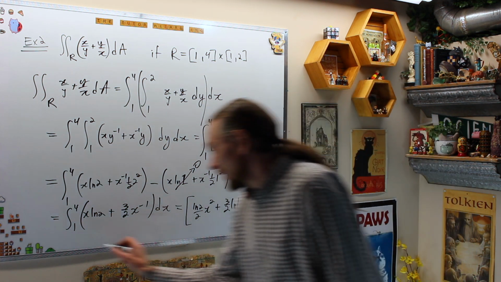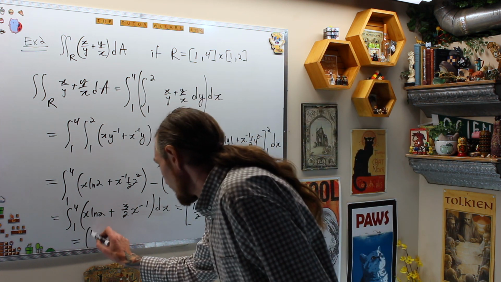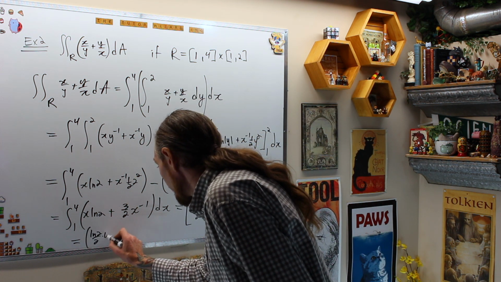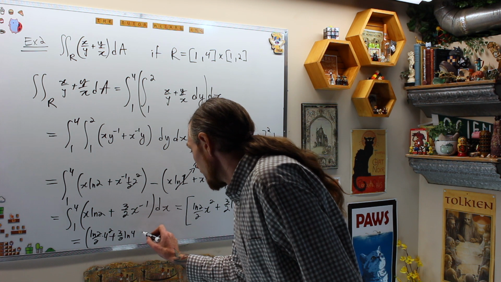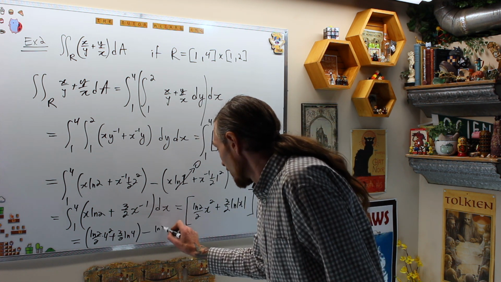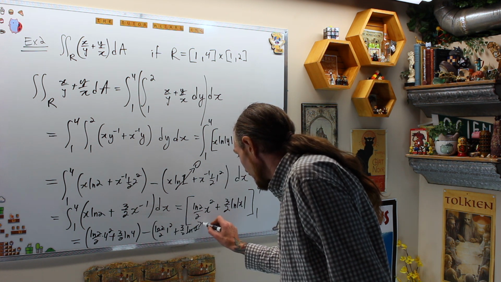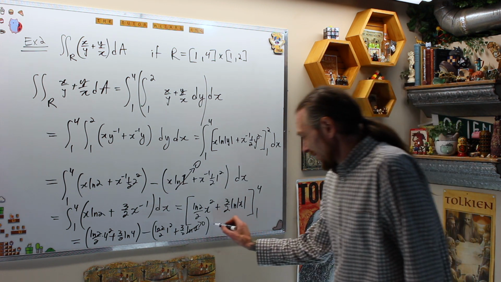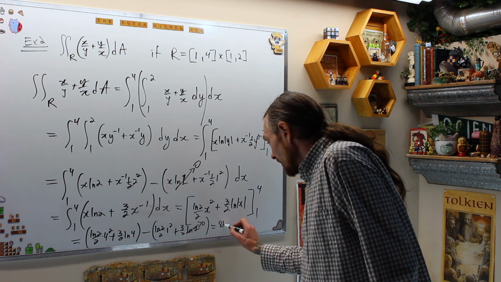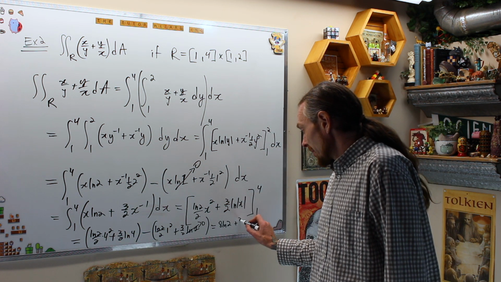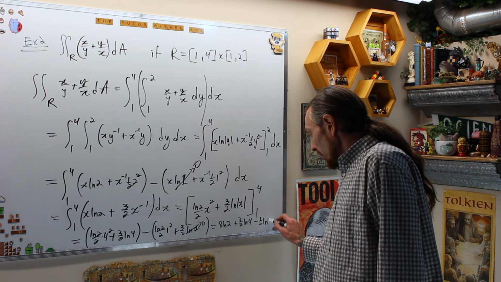Which is equal to, let's see if I have enough room. This is equal to, don't be lazy, log 2 over 2 times 4 squared plus 3 over 2 log 4 minus log 2 over 2 times 1 squared plus 3 over 2 log 1. That one's 0. Gone. What does that give me? Some hot mess, which gives me 16 over 2, which is 8 log 2, plus 3 over 2 log 4 minus 1/2 log 2.